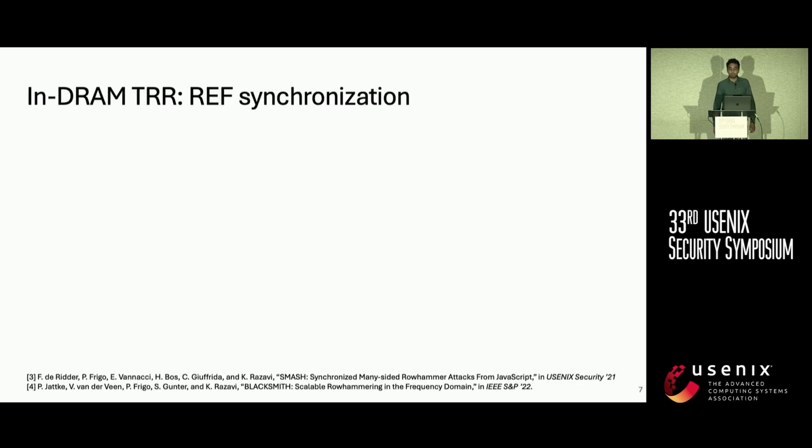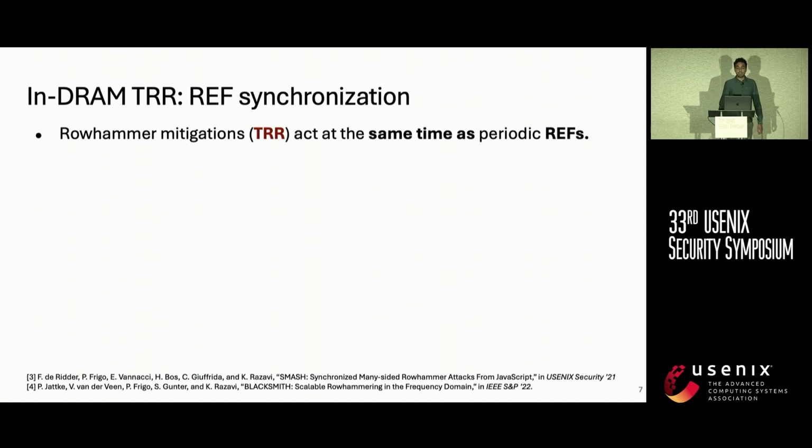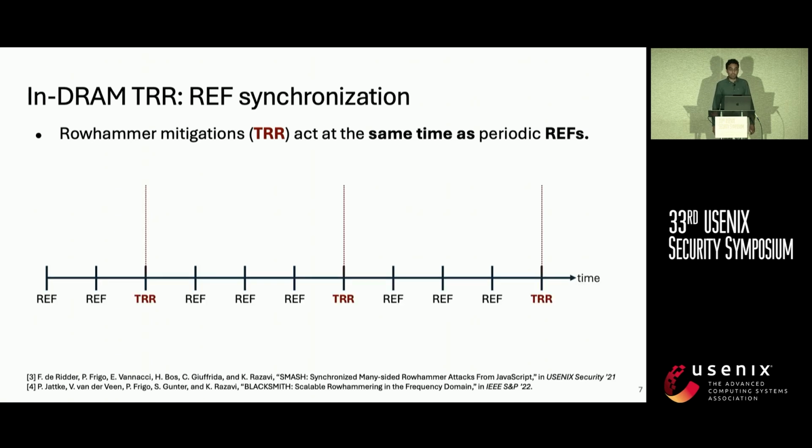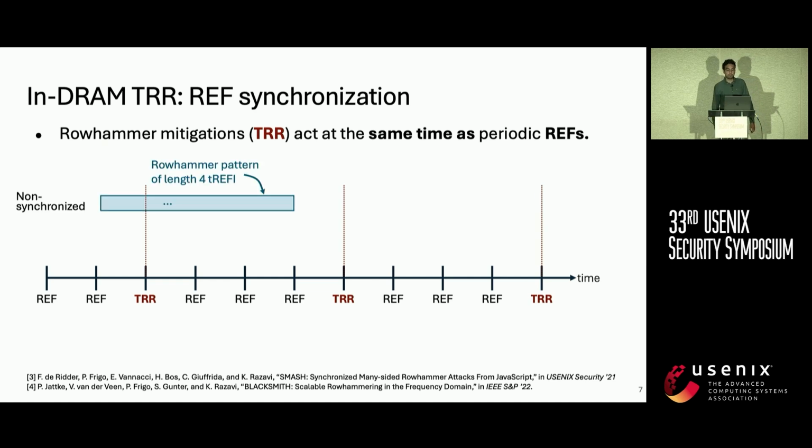So therefore, we looked more into other possible reasons. And a major concern was that we might not bypass the in-DRAM TRR mitigations, which act at the same time as the periodic refreshes. However, TRR might not happen at every refresh, but for example, only every 4th refresh. This is why frequency-based Rowhammer patterns can also be longer than just 1 refresh interval. For example, here we have a pattern of 4 tREFI.